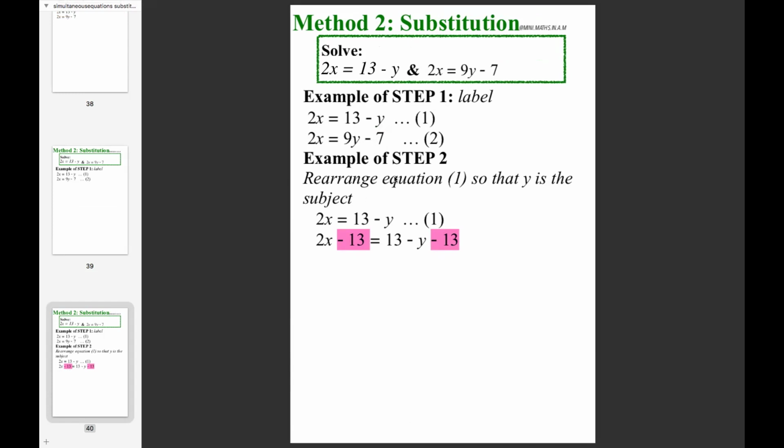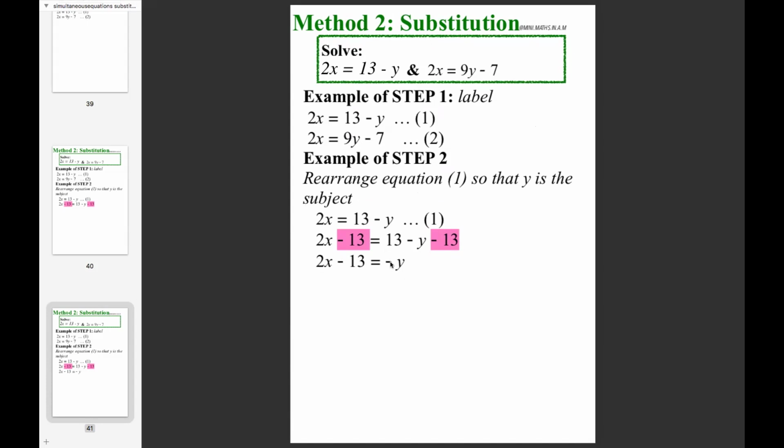Okay, so we've got equation 1, which is 2x equals 13 minus y. We want to rearrange this to get y by itself. So we start by subtracting 13 from both sides. So 2x minus 13, then 13 minus y minus 13. The 13's cancel out over here, so we're just left with -y. And over here we have 2x minus 13.